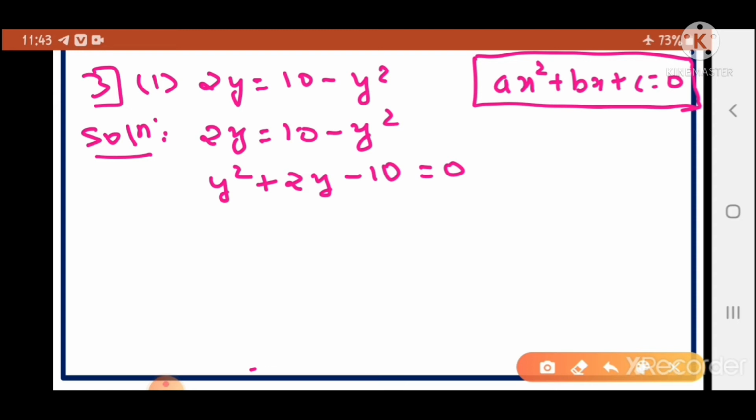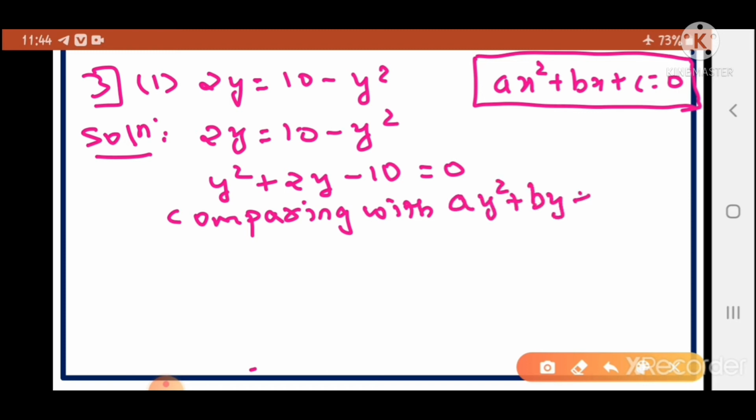Now from here you have to compare this with the standard form and get the value of a, b and c. So comparing, आप ऐसा लिखेंगे, comparing with ay square plus by plus c equal to 0. You must be thinking, sir, standard form में x लिखा है, but you have written y, because in this example y square plus 2y minus 10, the variable used is y. So therefore I have written y. Even if you write x also, it doesn't make any difference.